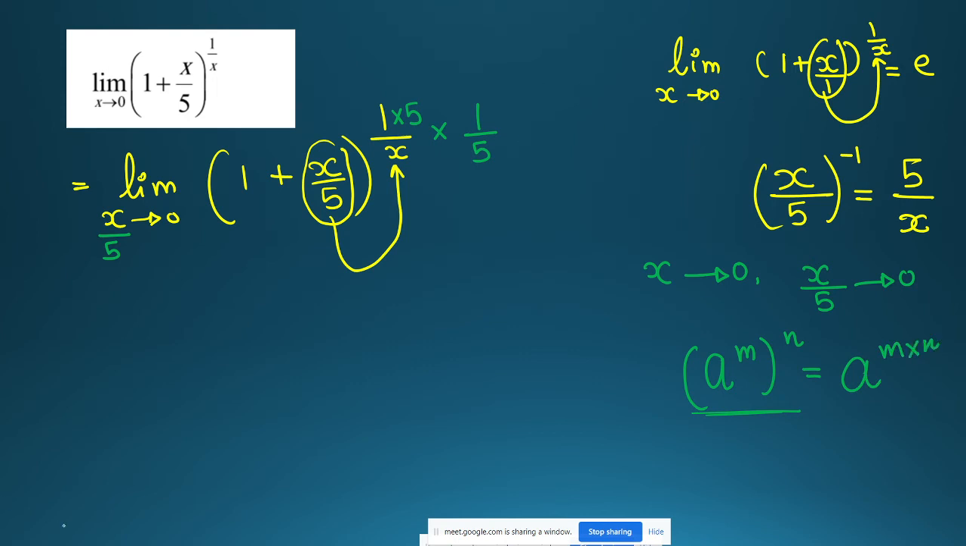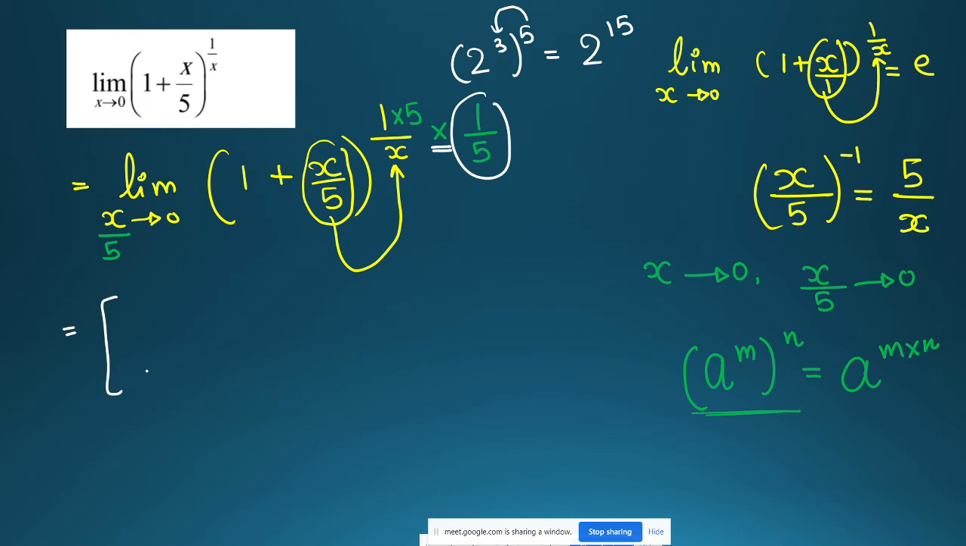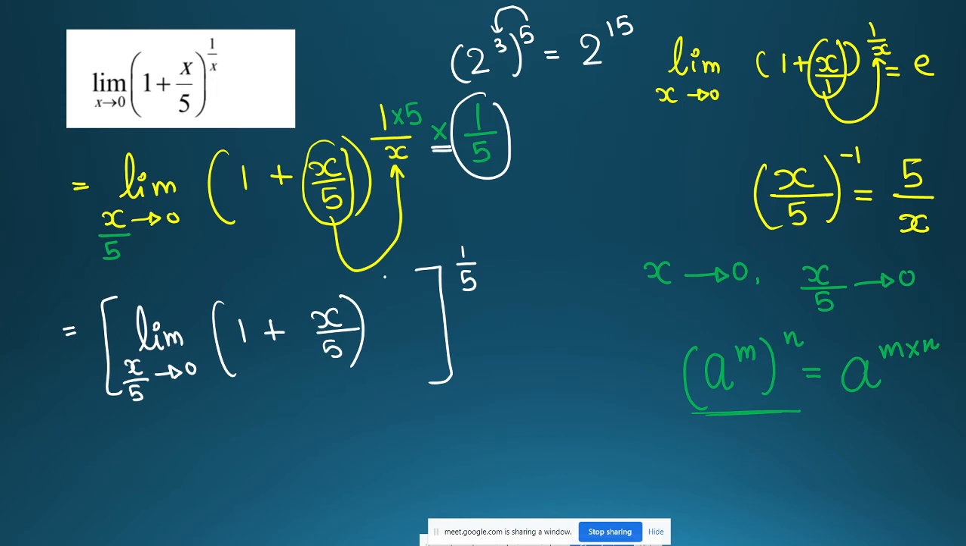For example, suppose I give you 2 cubed raised to 5, you can tell me that is nothing but 2 raised to 15, because 3 fives are 15. So what we can write over here is, I can see this 1 by 5 is in the multiplication, and I will write it in the whole power. 1 by 5 of what? Of limit x by 5 tends to 0, (1 plus x by 5) to the power reciprocal of it.